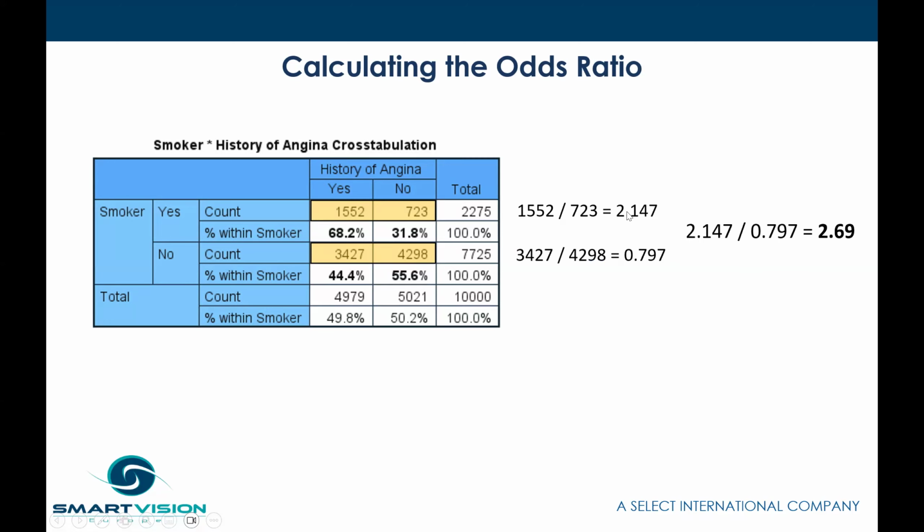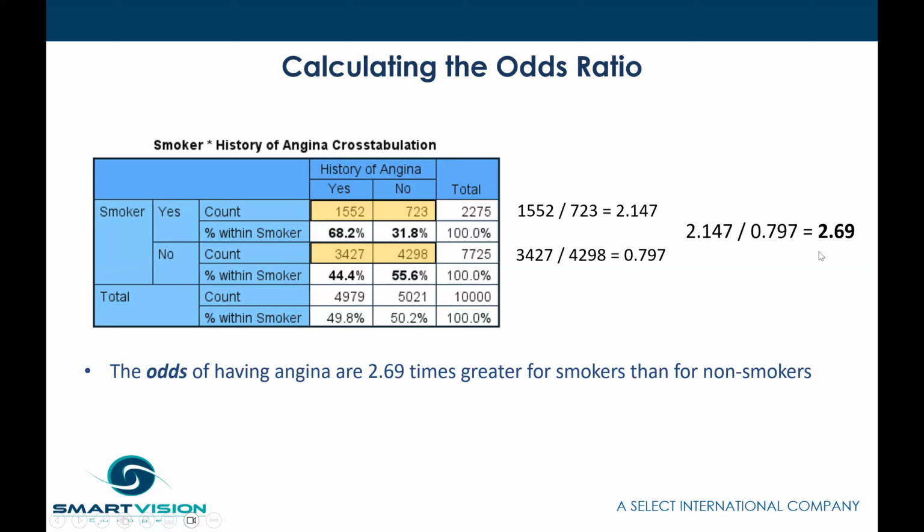So basically, what's the ratio of the yes group for smokers against angina, yes, no? And what's the ratio of the no group for smokers against angina, yes, no? And that basically gives us a value of 2.69. What does that mean? It just means the odds of having angina are 2.69 times greater for smokers than for non-smokers. And as long as you say the odds, then you're fine. This is a measure of association. It's not a causal statement.